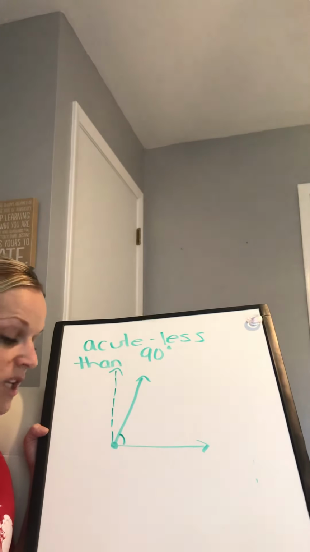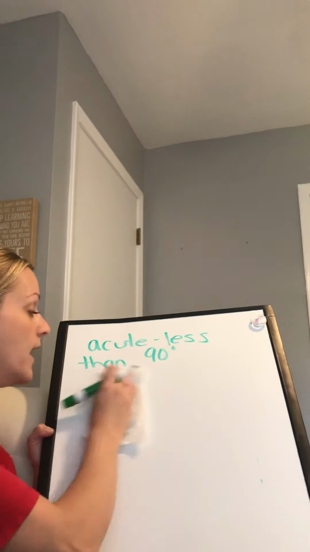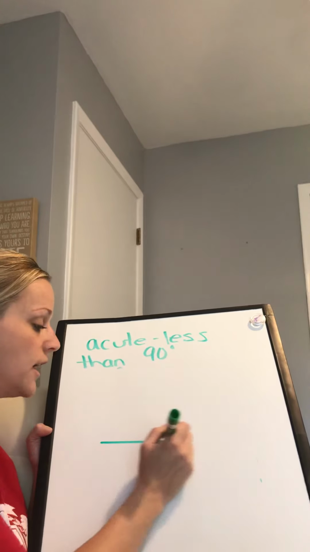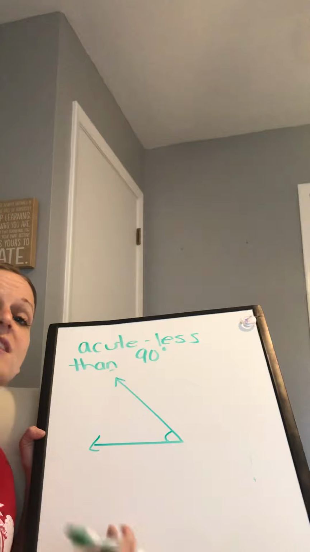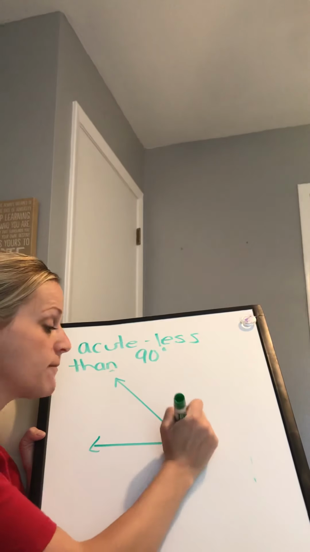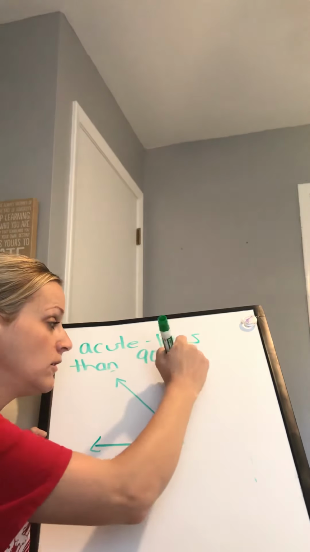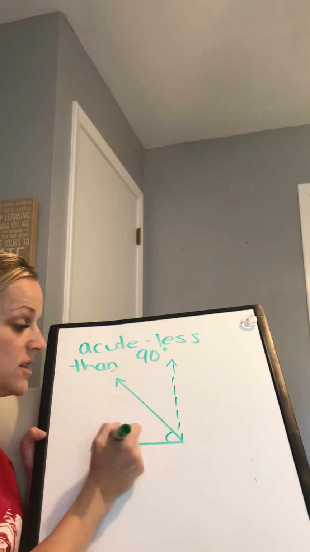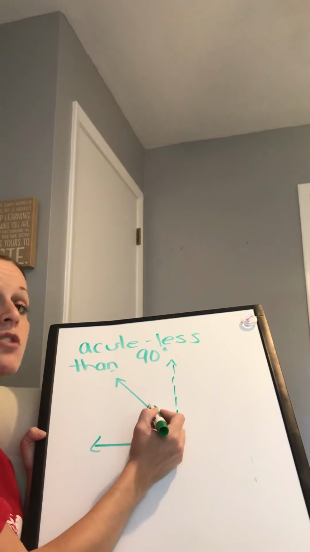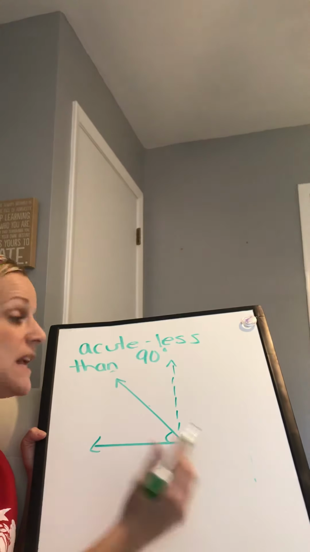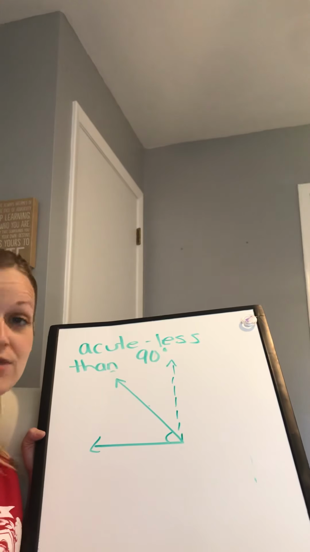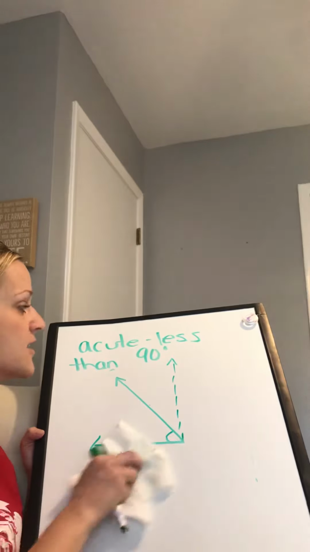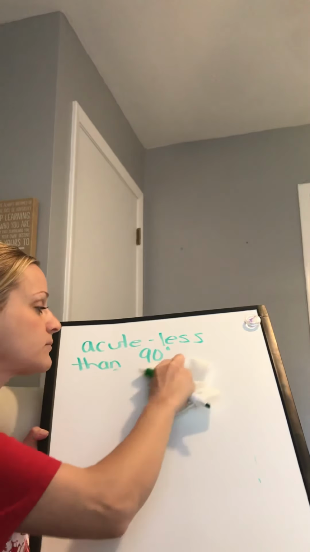And you can even draw them the other way. So it could look something like this. And that's still an acute angle. If I make my L, that would be 90 degrees. That's less than that, so it's an acute angle again. It could be 89 degrees, that's acute. It could be 1 degree, that's acute, okay? That is an acute angle.